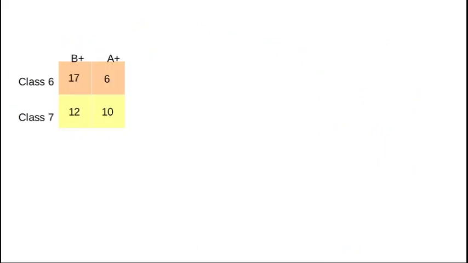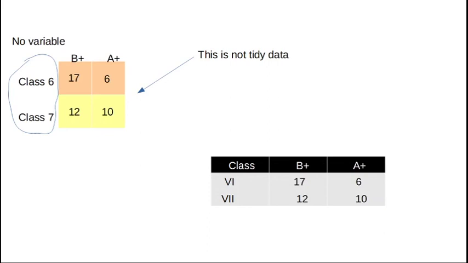Now think, is this data tidy? It is not tidy data because there is no variable. If it is represented as tidy data, it looks like this. As you can see on the right hand side, I make a variable class, okay, and this is a tidy data set.